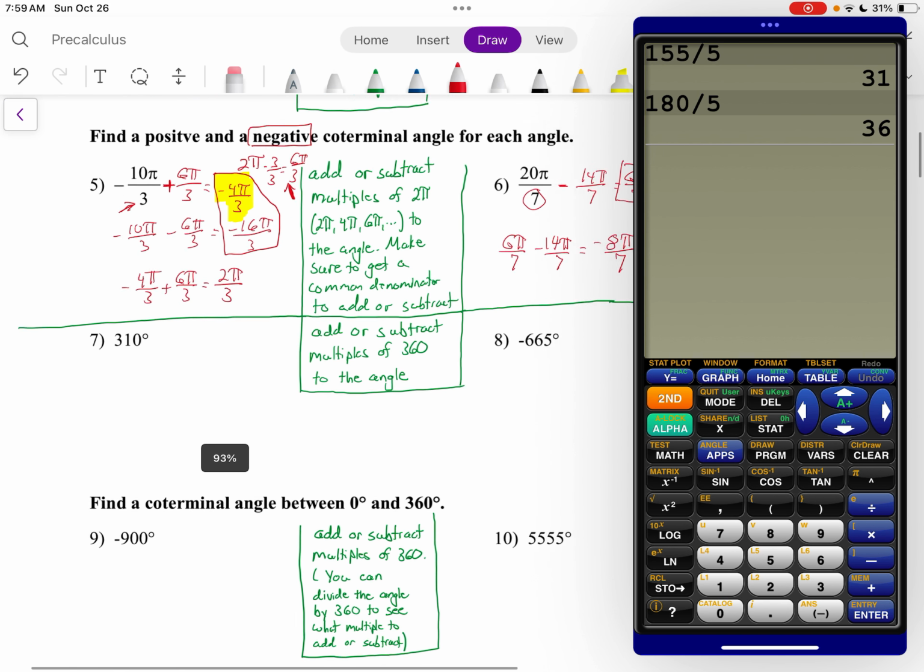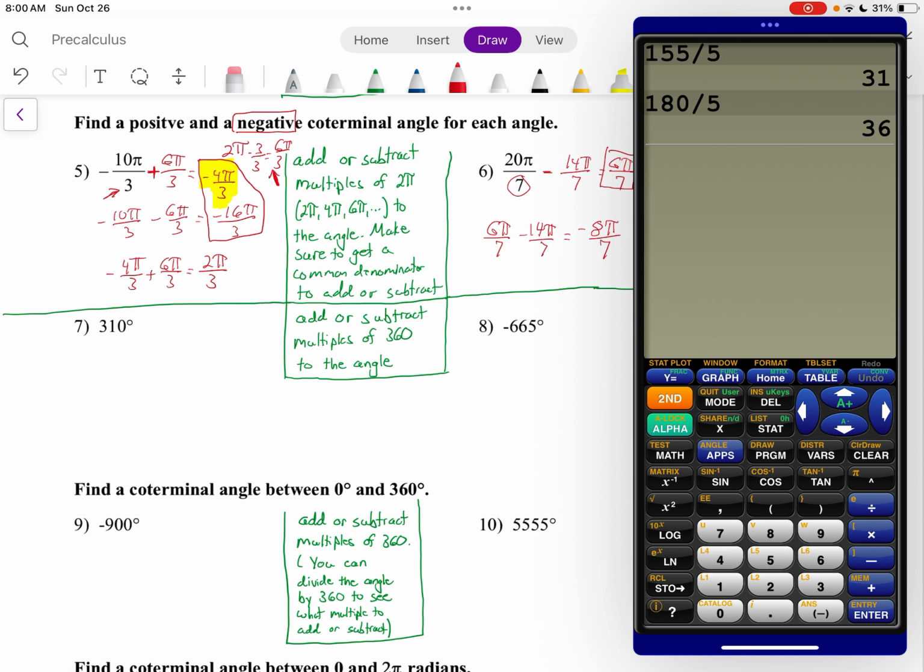Numbers 7 and 8. Now we're in degrees, so we're going to add or subtract multiples of 360. We can add 360 to this, which gives us a positive coterminal angle. So that's 670 degrees. Or we could take 310 to get our negative and subtract 360. And that gives us negative 50 degrees. So there's our positive and negative.